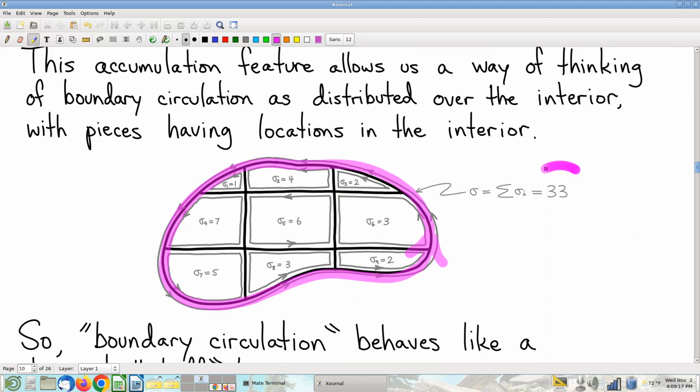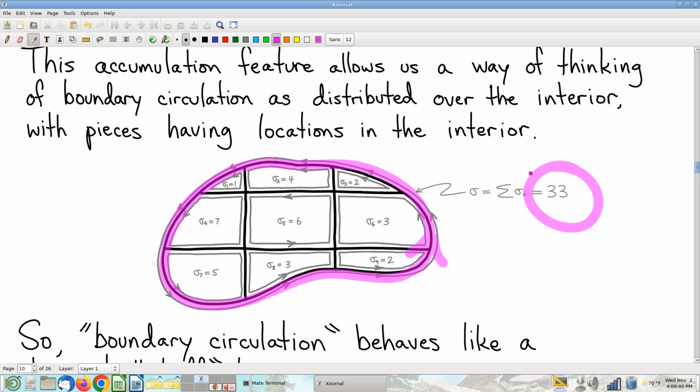Let's say that this adds up to 33, I claim, the way I have this drawn. I'm going to ask the question, where in this picture is that 33? Where is that circulation located? It's tempting to say, well, it's the purple, because that's where you measured it, right? We measured the boundary circulation along that purple curve.